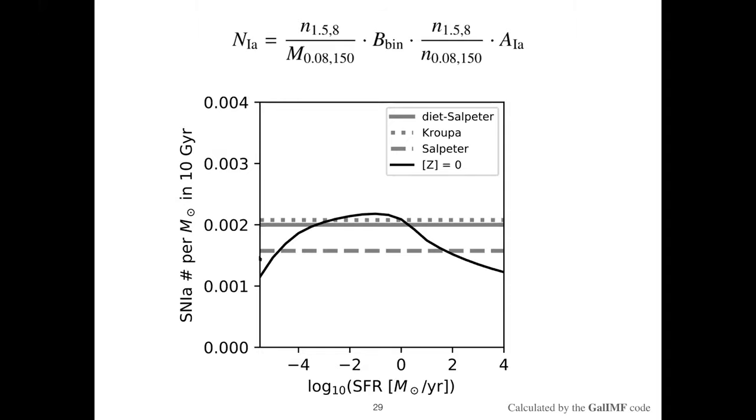For low star formation rate galaxies, most of the stars are smaller than 1.5 solar mass, so it also doesn't form much type 1a supernova. And you can see here at the solar metallicity and star formation rate about the same as the Milky Way, the prediction goes back to the canonical IMF.